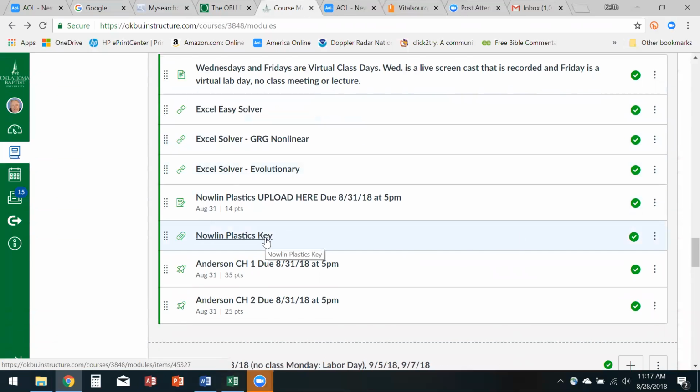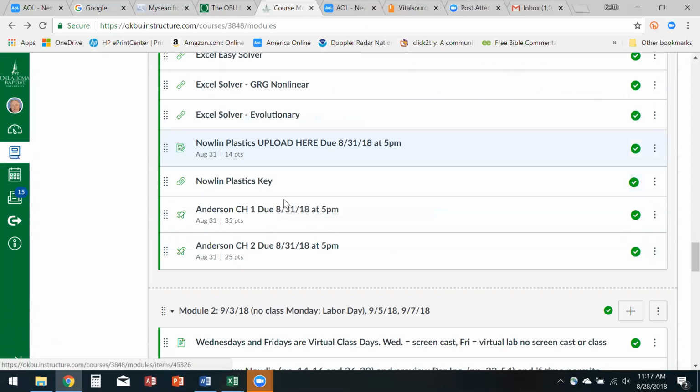And here's the Nolan Plastics key. Nolan Plastics is due the 31st, and you'll just download the key to your desk and then upload it here.